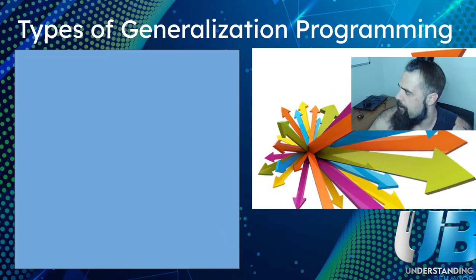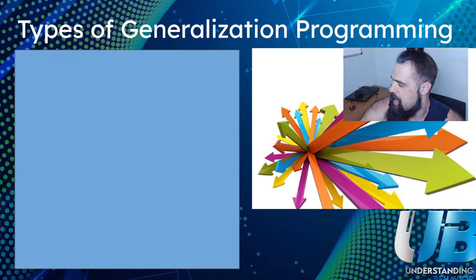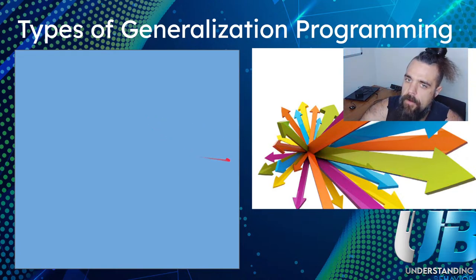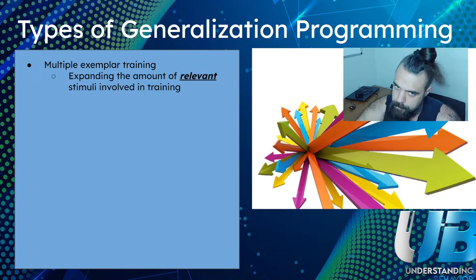We're going to talk about the different types of generalization programming, and then we'll take a quiz on these too. Okay, so like I said, with each of these, we're going to talk about a basic definition, the purpose, and then an example. So we'll start with these three, which I think are very easily confused with each other. So we'll start with multiple exemplar training.